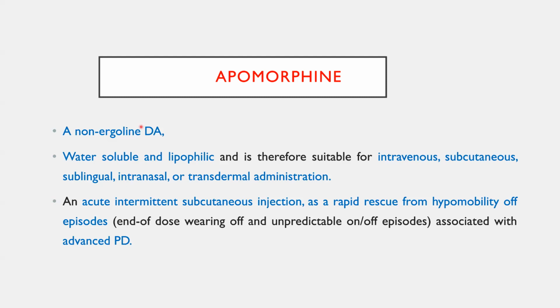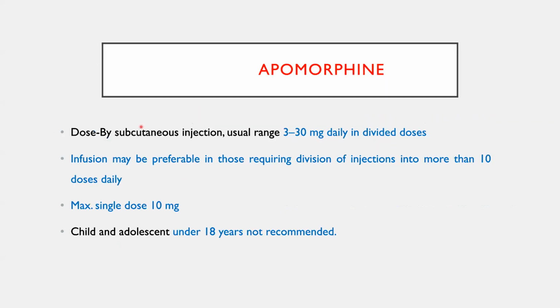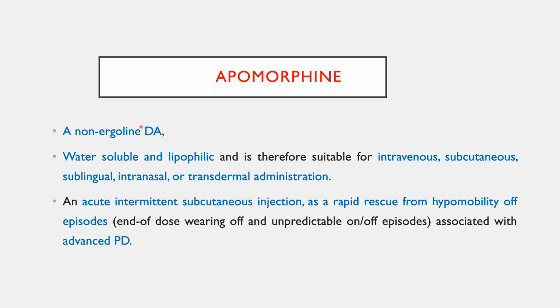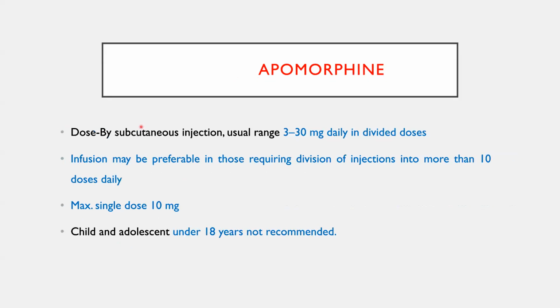So it can be useful whenever sudden wearing off, sudden freezing, or sudden off phenomena occurs. At that time you can give it as a bolus injectable dose. Every second hour you can give it, up to a maximum of 30 mg per day. Per dose you can give 10 mg. In children and adolescents it is not recommended. Okay, every second hour you can give it in divided doses. Maximum single dose would be 10 mg. Okay, per day it would be 30 mg.